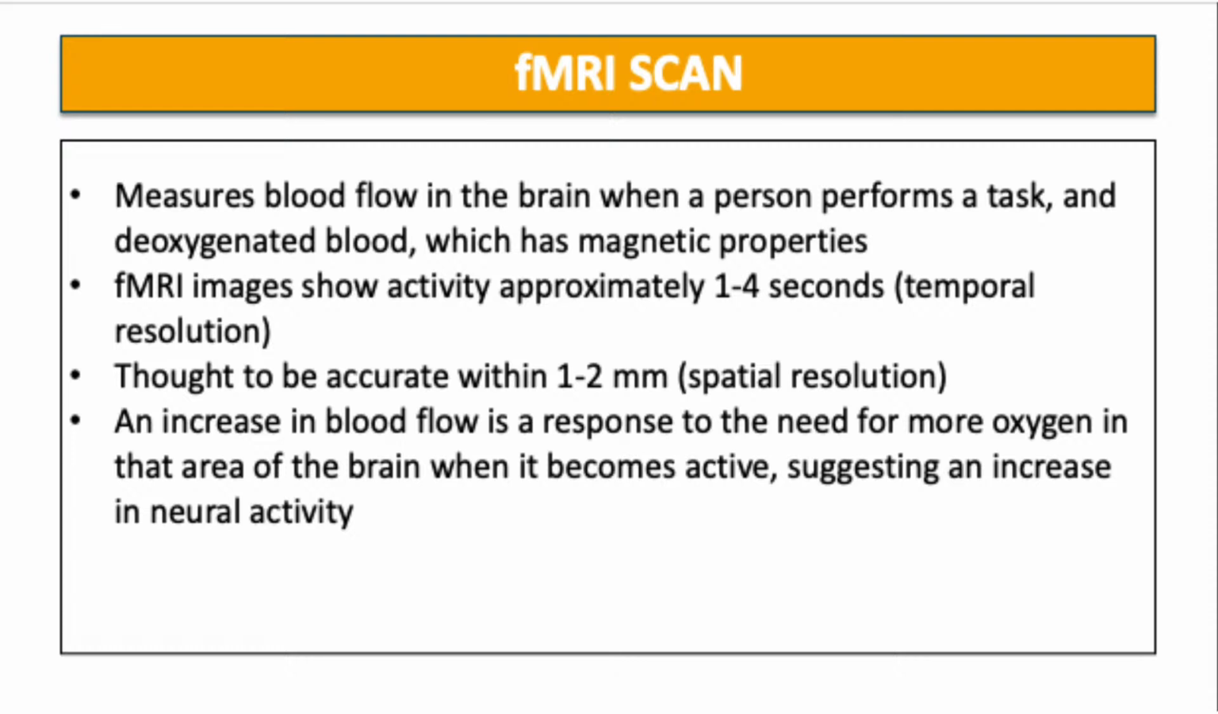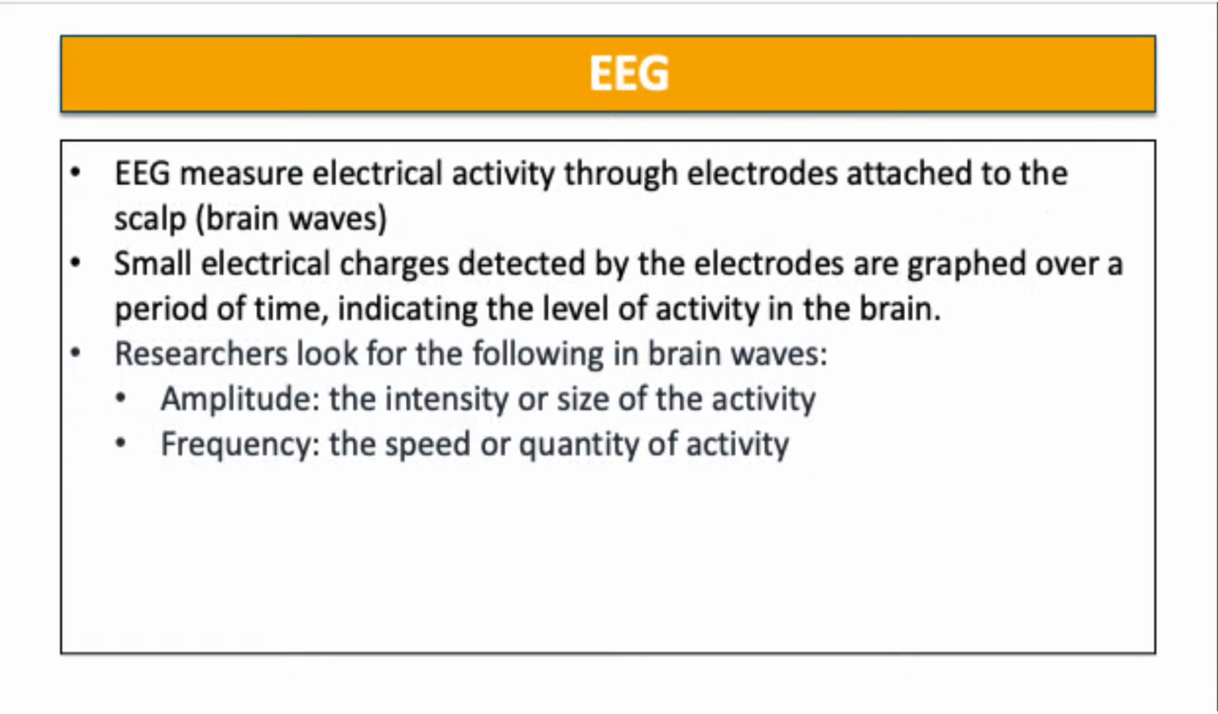So remember, this measures the blood flow in the brain when a person performs a task. Now, generally, fMRI images show activity approximately 1 to 4 seconds. This is referring to temporal resolution. And it's thought to be accurate within 1 to 2 millimeters. That's our spatial resolution. I'm not going to go into too much detail on what those are because we're going to have a question on temporal and spatial resolution later in the session today. So really what this means is an increase in blood flow is a response to the need for more oxygen in that particular area of the brain when it becomes active, as shown in the fMRI scan, which suggests an increase in neural activity. So that's our fMRI scanning.